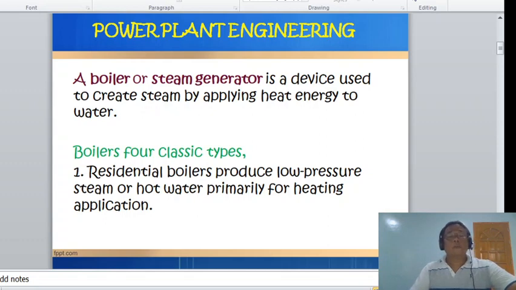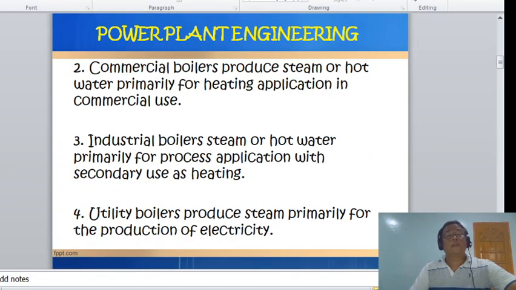Okay, so boilers, we have here the four classical or classic types of the boiler. One, of course, is the residential boilers, which produce low pressure steam or hot water, primarily for heating application. Another, we have the so-called commercial boilers. These boilers produce steam or hot water primarily for heating application and commercial use. The third one is the industrial boilers, which produce steam or hot water primarily for process application with secondary use as heating.